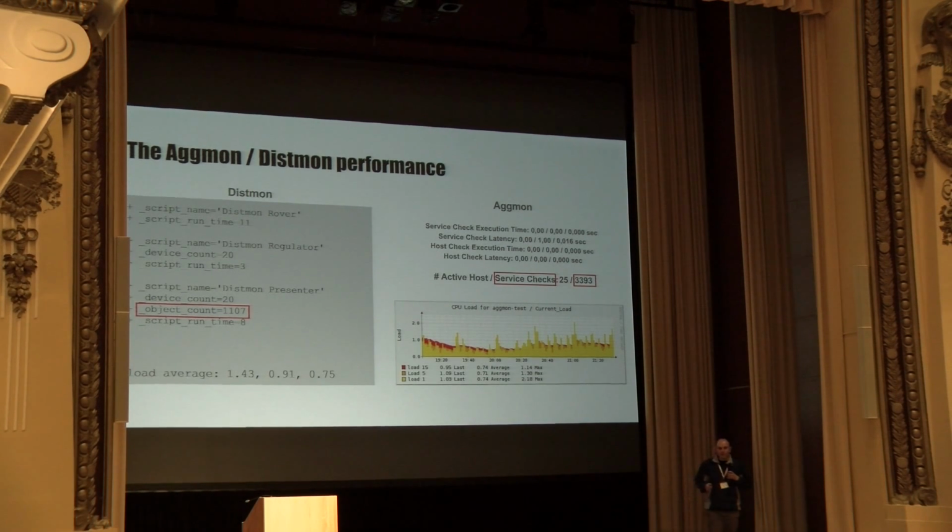As far as performance goes, in this use case, we have the Distmon rover. It took 11 seconds to complete its run, and it takes some time because you have to send SNMP bulk walk for all the data you want to extract. With the regulator, it only took 3 seconds to process 20 devices, which is really rather quick because it's only a string manipulation. And with the presenter, it took 8 seconds to count 1,107 objects, and we'll go to what an object is in a second.